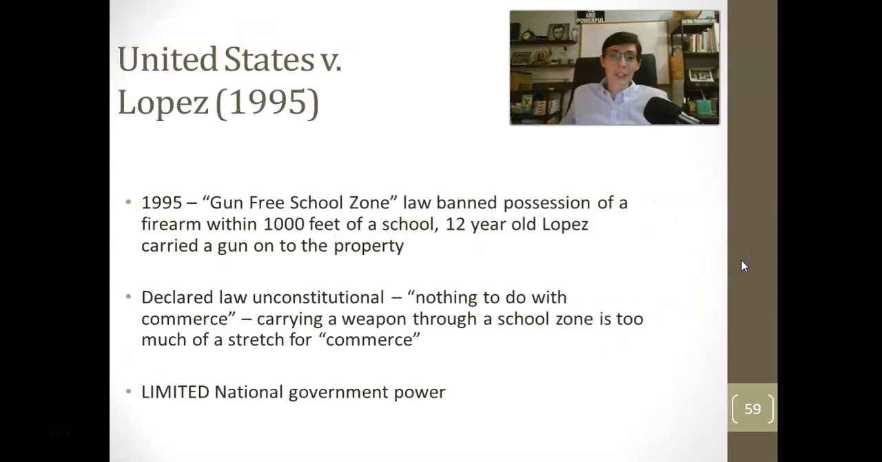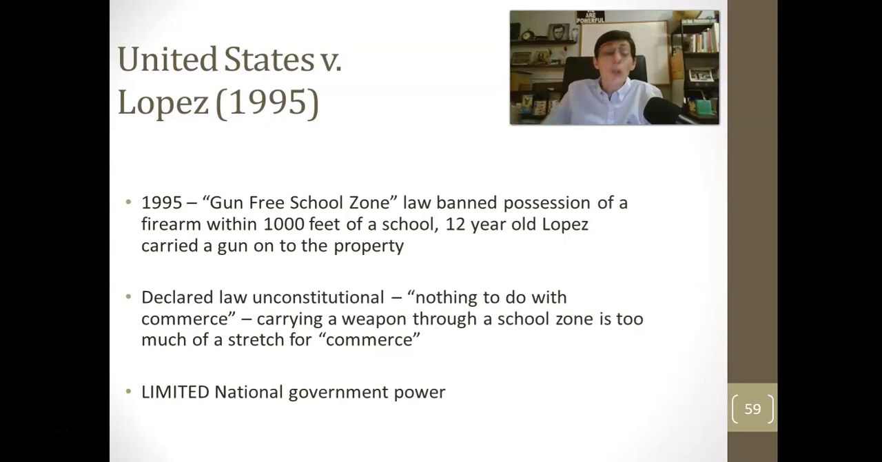So the final case we're going to discuss today is United States v. Lopez in 1995. Now, this is an example of the federal government taking the Commerce Clause to such a ridiculous conclusion that the Supreme Court said, just slap them right down, forget it. So in 1995, a gun-free school zone law banned the possession of firearms within 1,000 feet of a school on the basis of the Commerce Clause. Okay, that was their justification. They said, we have this authority because of the Commerce Clause. But the law was declared unconstitutional because this law has nothing to do with commerce.